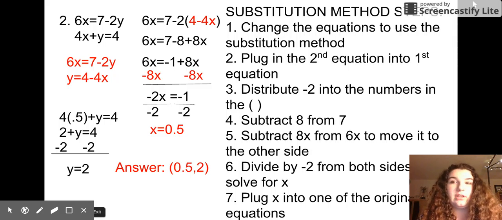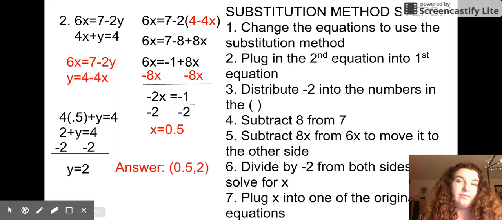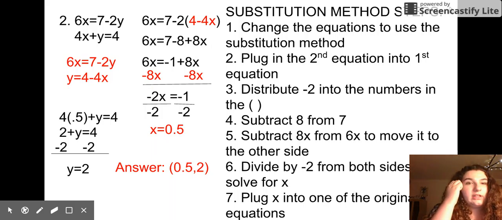So this was how to use systems of equations to find out the answers by using elimination and substitution.